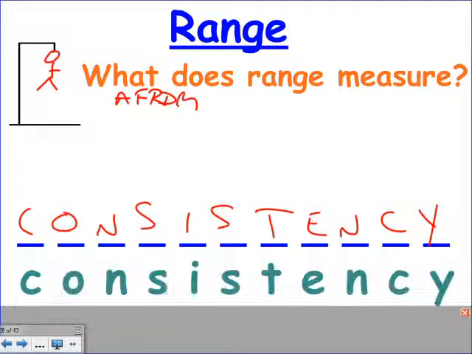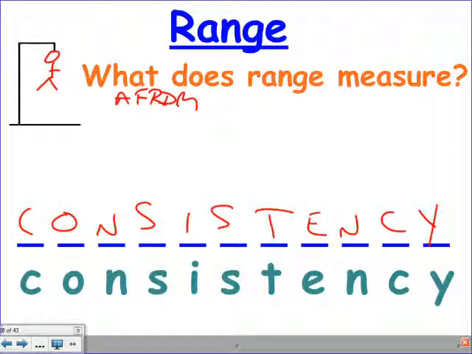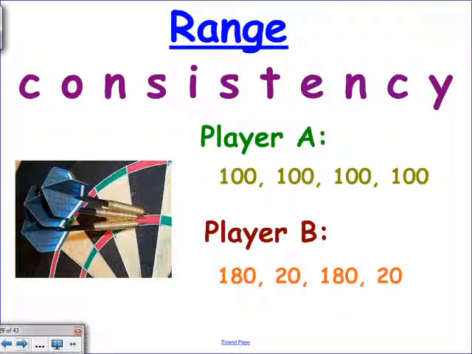Consistency is the word. Range is a measure of consistency. Okay? You're thinking, what's he on about? Let me give you an example. Everyone happy with darts? The game of darts. Quite straightforward. Three darts, you throw at the board, it gives you a score.